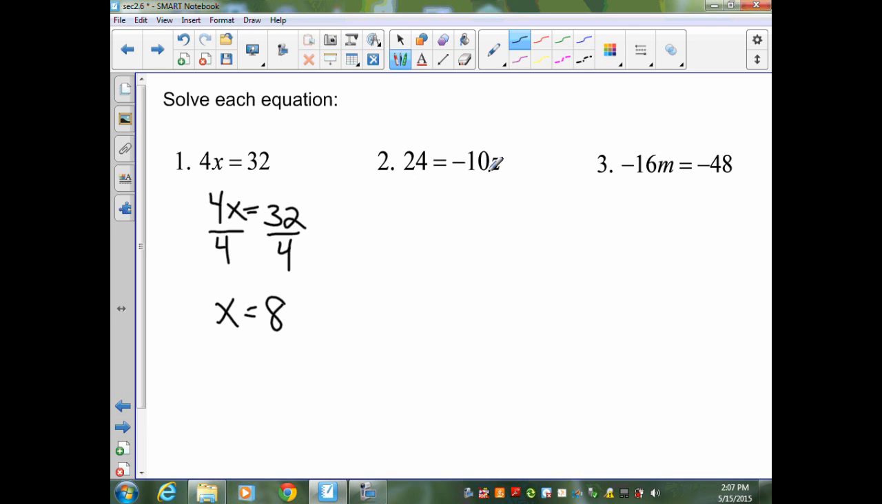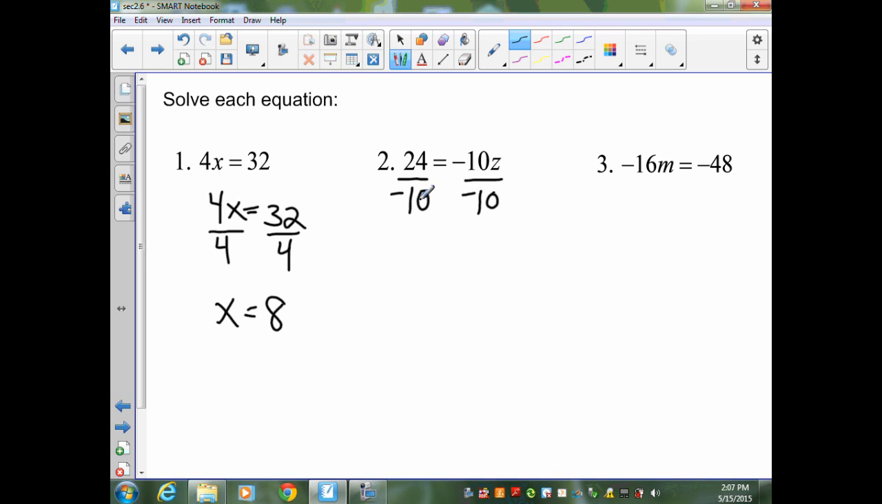Number 2, copy the problem. 24 equals a negative 10z. I start on the side with the variable, which in this case is the right side. I look to see if I need to simplify. I don't need to. What's happening to my z is I'm multiplying by a negative 10. Therefore, I want to divide by a negative 10.